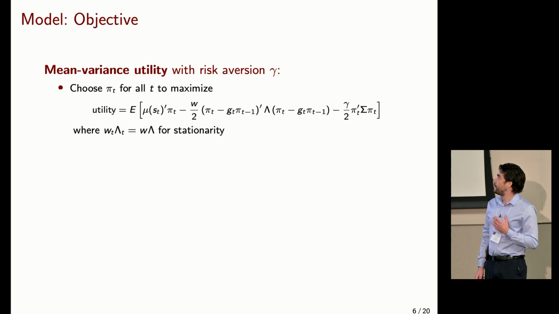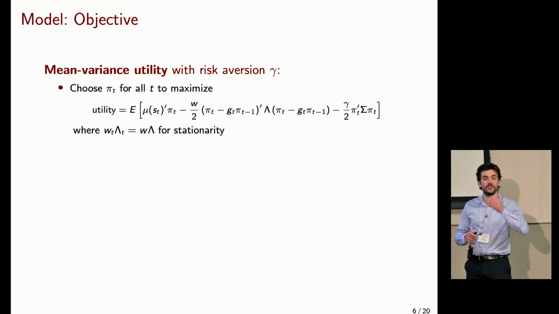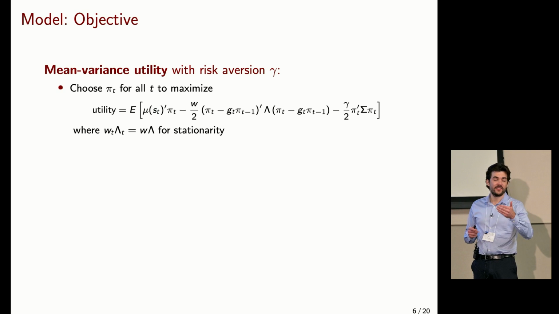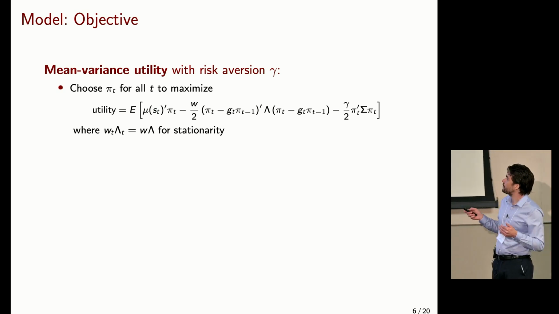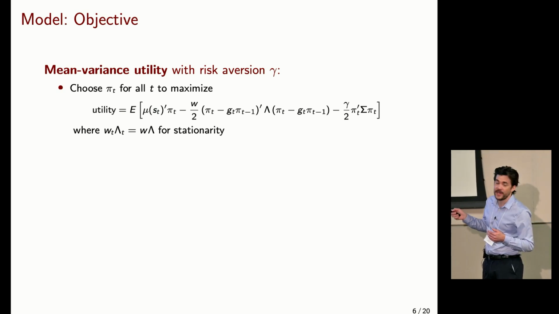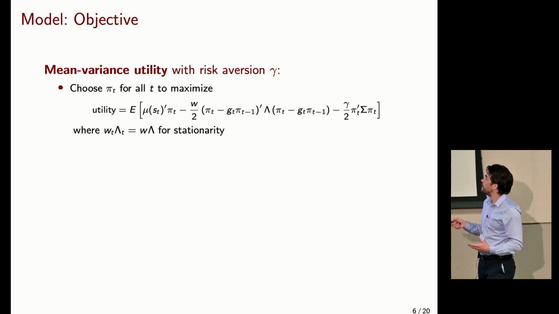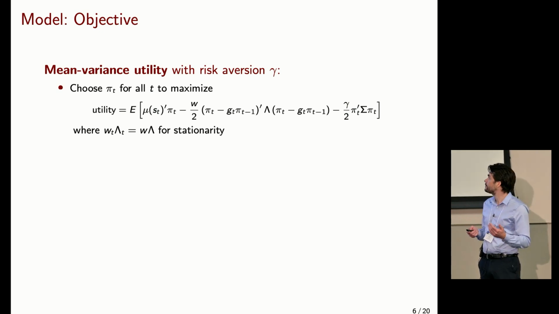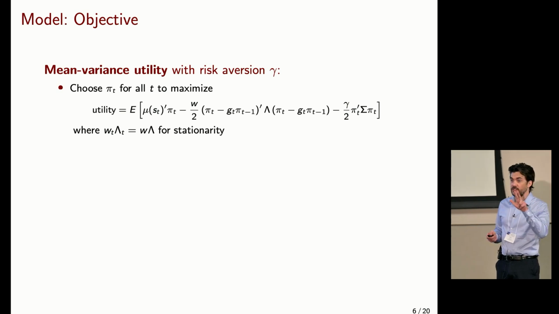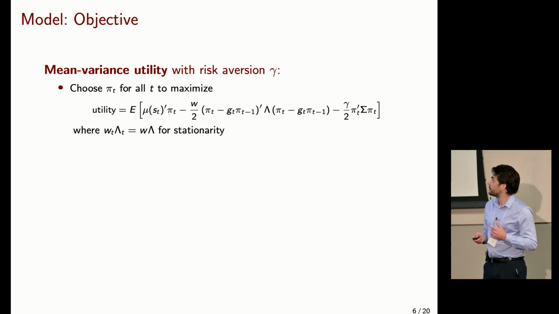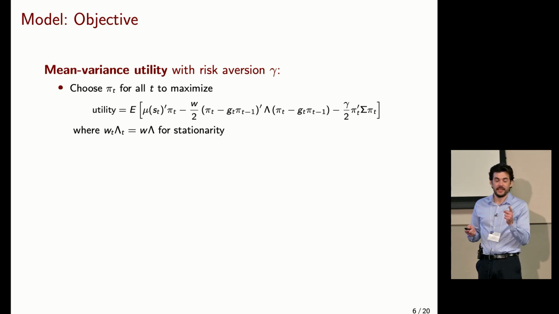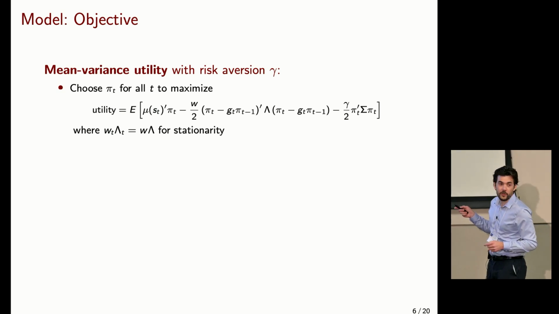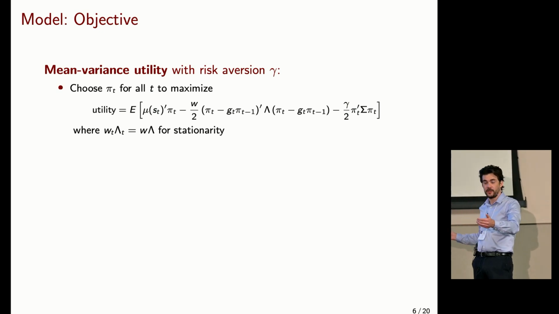Now, the objective for the investor is to choose the portfolio weights at any time to maximize the mean variance utility. So this would be the expected returns before trading cost, minus the trading cost, and minus a penalty for the portfolio variance. Now there's three things that I want you to take away from this utility function. The first thing is that the optimal portfolio today will depend on the portfolio you inherited last period.